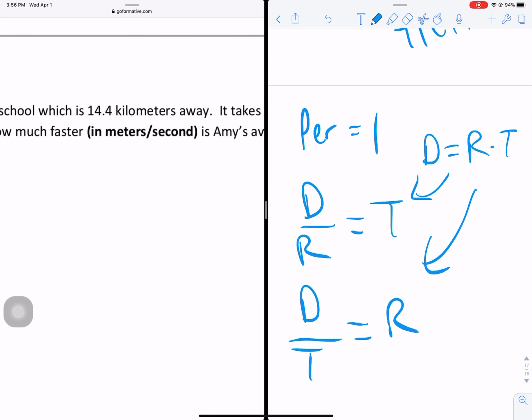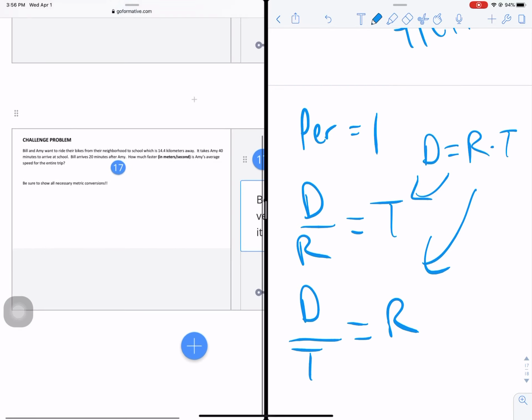You do have to figure out, the hardest part is the conversion rate, which in previous lessons I went over. So if you actually click on a different YouTube video, go back to like number 12 or perhaps number 11, there's a conversion chart. Or not even click on the video, go on your own GoFormative. If you click on number 12 or 11, you can see the conversion chart there. Once you convert kilometers to meters, also if you just ask Siri, hey Siri, what is 14.4 kilometers in meters? It'll tell you. So Siri's good like that.